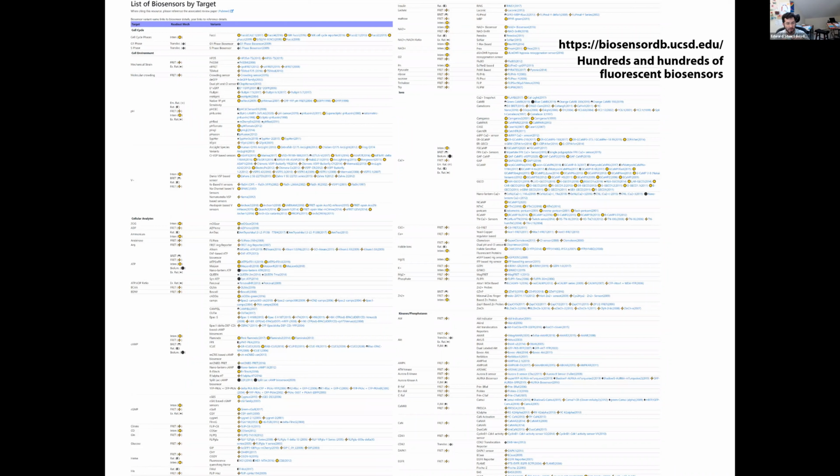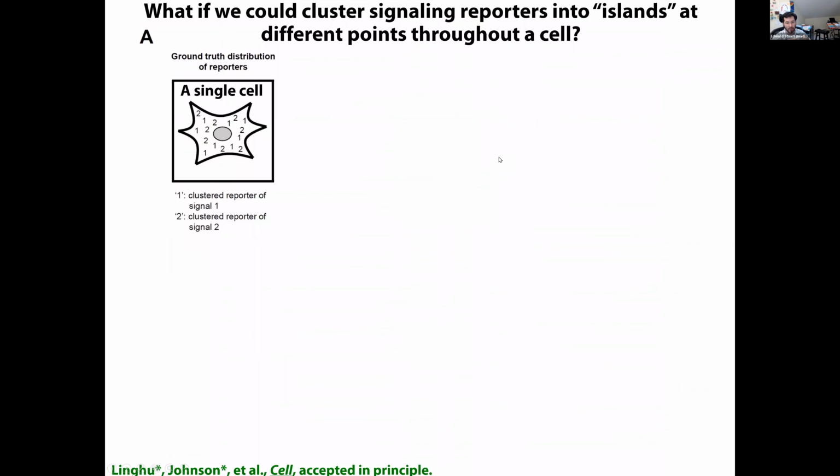But what if you want to do more than 2 colors? What if there is no sensor with the right color for you? Well, Shannon Johnson and Chengyang Lingu in my group recently showed that we could do a very different way of imaging many signals in a living cell. Here's the idea, shown in the upper left-hand side of the slide. Suppose you have a bunch of different fluorescent reporters of different signals, some of the hundreds that I mentioned on the previous slide. What if you could put them at different points in the cell?